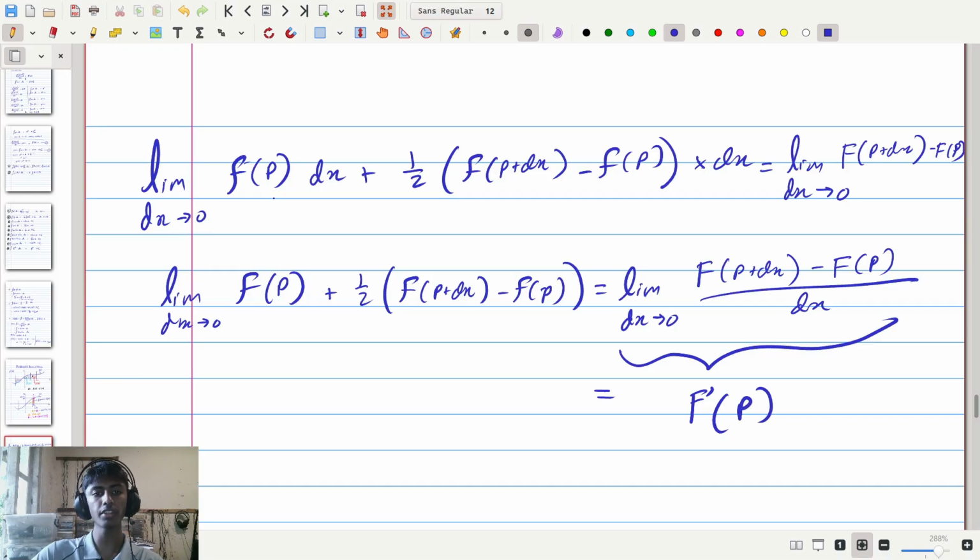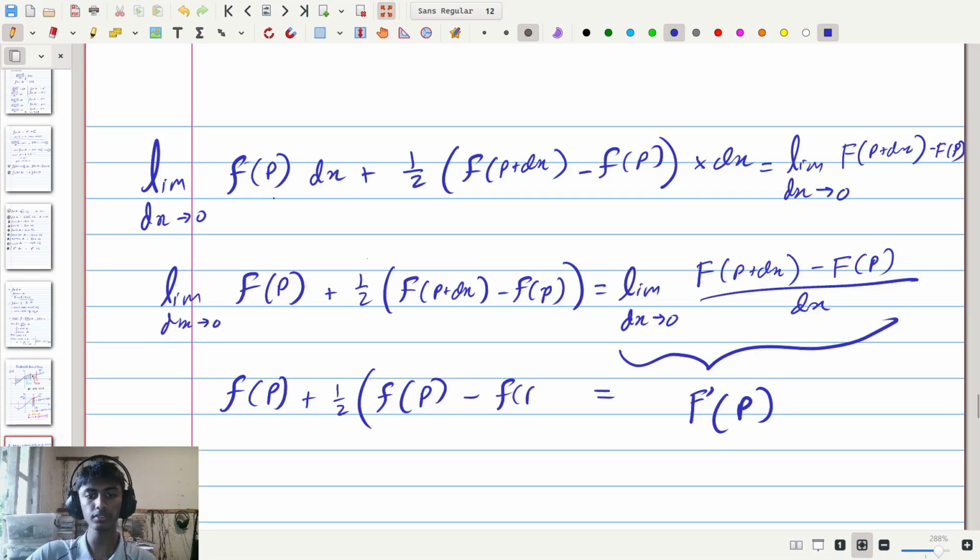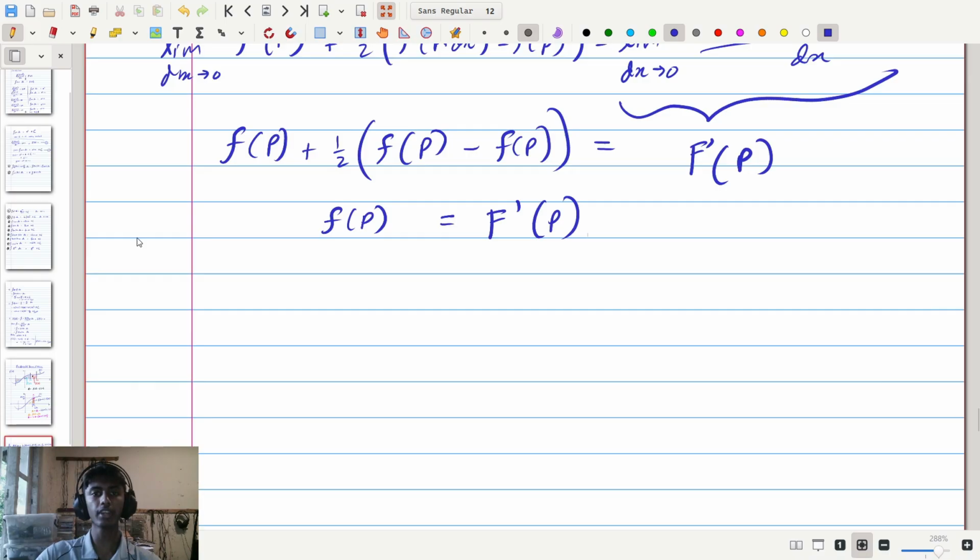On the left side, considering what we have, f of p is a constant with respect to dx, so therefore we can actually take it out of the limit. So here we have just f of p, and for the other thing, here we have half times this thing right here, so this is going to be plus half times f of p plus dx, which is going to be f of p, since dx is approaching 0, minus f of p. Considering what we have here, we have that f of p plus 0, because f of p minus f of p here is going to be 0, is equal to capital F prime of p. This is the relationship we wanted to find.